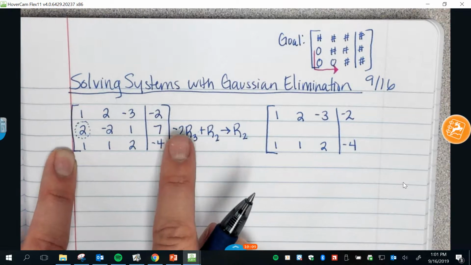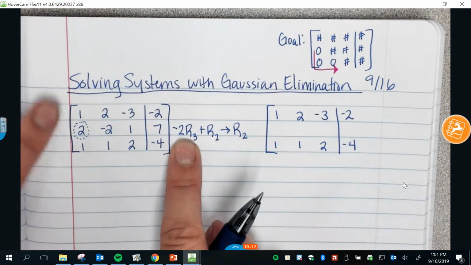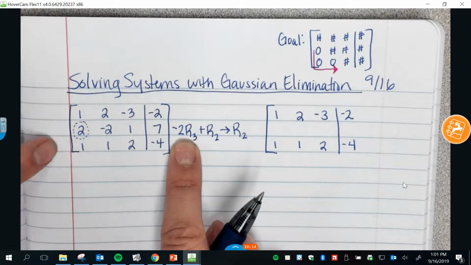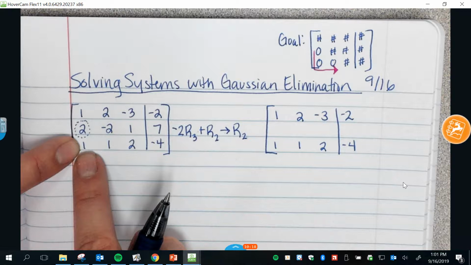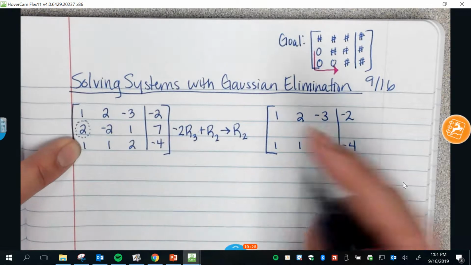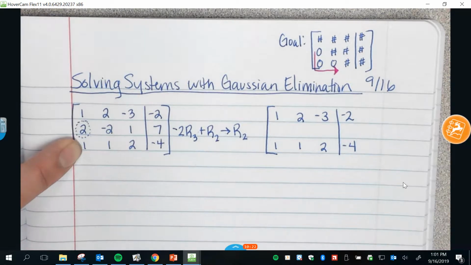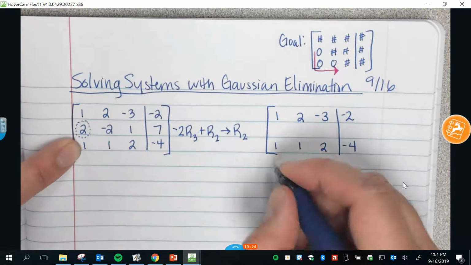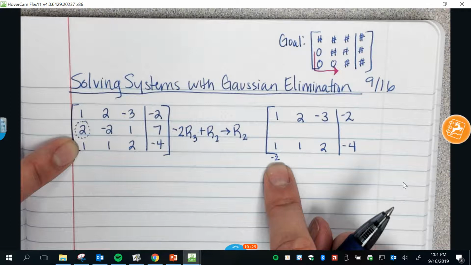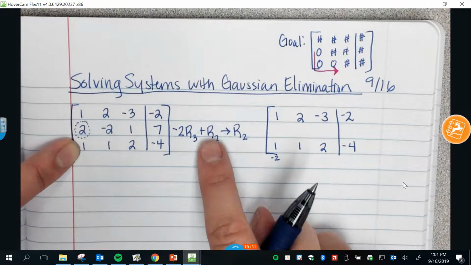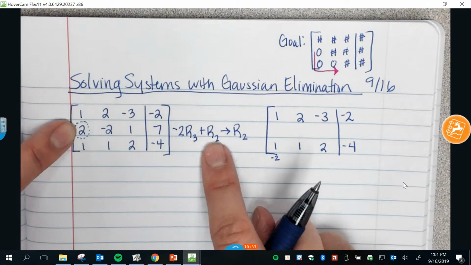So this is saying take -2 times row 3. So I'm going to start, here's row 3, right? -2 times row 3. So I'm going to start with this number, 1. Negative 2 times 1 is what? Negative 2, right? So I'm going to write a little negative 2 down there. This is just going to help me do my math. And then I'm adding it to row 2. Well, what is row 2? 2.